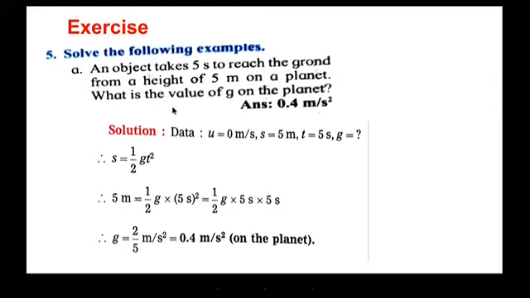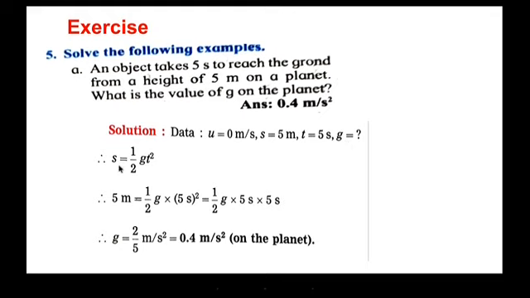First one. An object takes 5 seconds to reach the ground from a height of 5 meters on a planet. What is the value of g on the planet? So here u is equal to 0 because the object starts to reach the ground. So initially its velocity will be 0. So u, that is initial velocity, is 0 meter per second. The height is given 5 meters. Time taken is 5 seconds. We have to find the value of g.